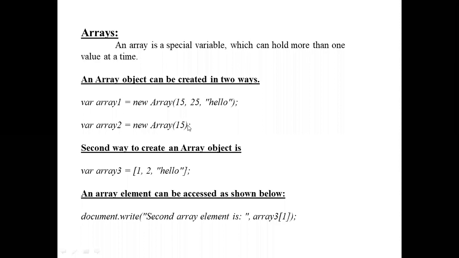Next, the second way to create an array object: var array3 = [1, 2, "hello"]. This is also another way to create the array object. Here we did not use any new operator. We simply take the array elements in square brackets.